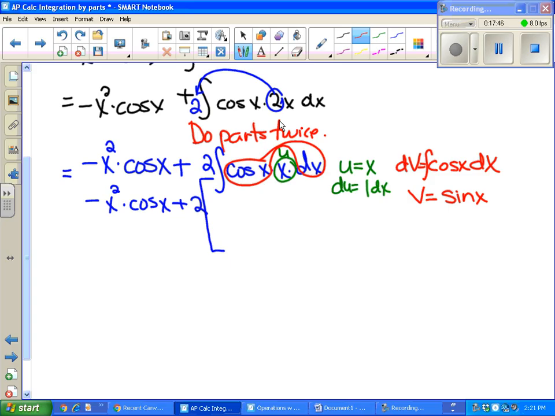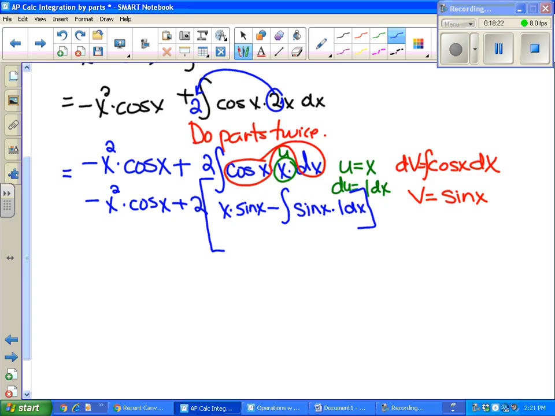Please remember that if you have a 2 on the outside, that's 2 times everything that this second part is going to give me. So make sure that you think about big brackets. It's going to be uv, so x times sine x minus the integral of v du, which is sine x times 1 dx. Now, did you see what happened when I had to do the polynomial factor? It went from x squared to x to the first, and when I took the derivative again, I'm reducing the power of that polynomial.